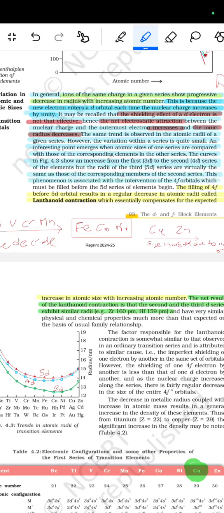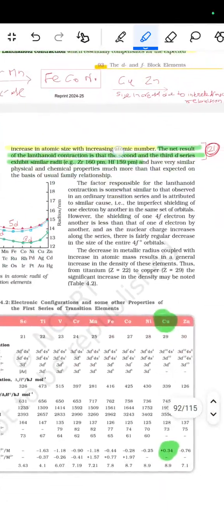This phenomenon is associated with the intervention of the 4f orbitals, which must be filled before the 5d series of the elements begins. The filling of the 4f before the 5d orbital results in a regular decrease in the atomic radii called lanthanide contraction, which essentially compensates for the expected increase in the atomic size with increasing atomic number. The net result of the lanthanide contraction is that the second and the third d series exhibit similar radii, Zr 160 picometer, Hf 159 picometer, and have similar physical and chemical properties much more than that expected on the basis of the usual family relationship.